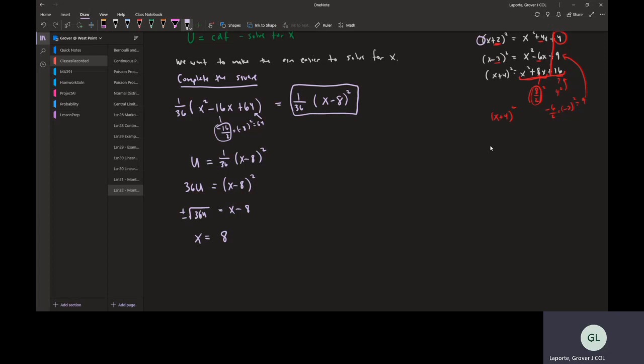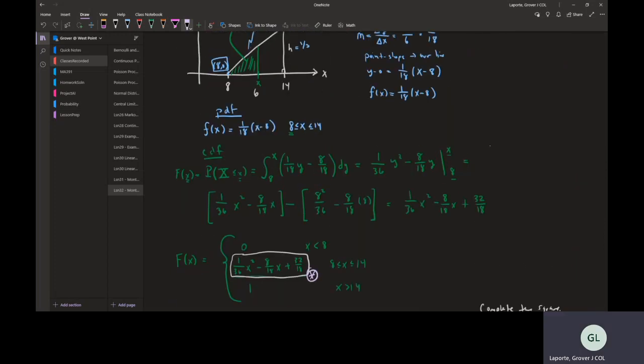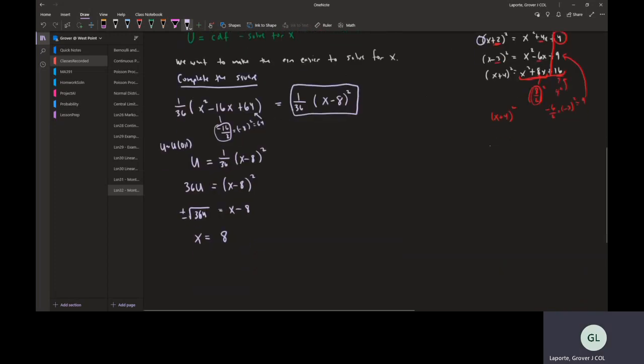So 36 times this uniform 0, 1 number. What a u is, it's just a uniform 0, 1 number. So maybe when it's 1, the square root of 36 is 6, so it's going to be 8 minus 6. What numbers do I want again? I want numbers between 8 and 14. So it looks like I want the plus. I want the plus square root of 36u.